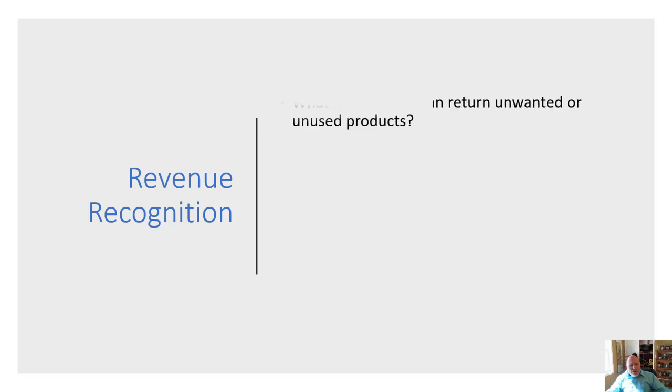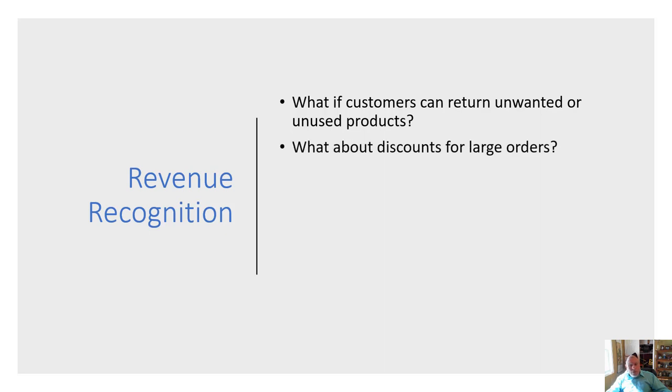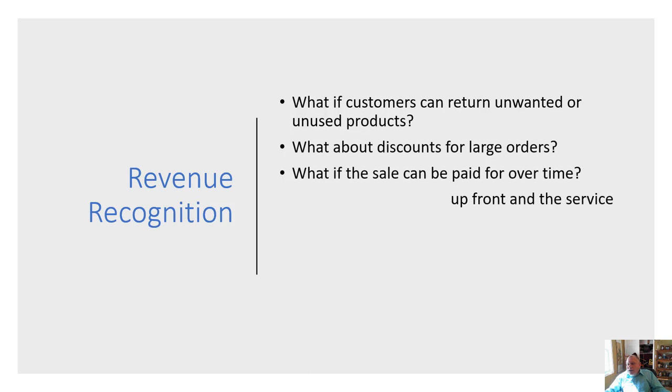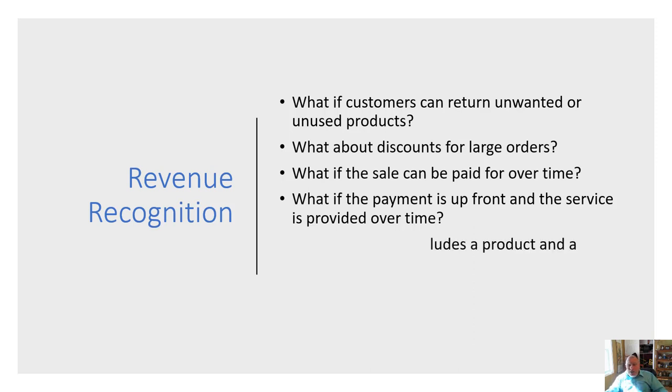And some of these are, what if customers can return unwanted or unused products? What about discounts for large orders? What if the sale is paid for over time? If it's paid for over time, is there an interest component? What if the payment is upfront and the service is provided over time? What if the product price includes a product and a service?